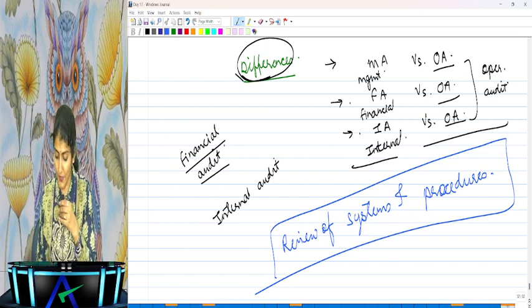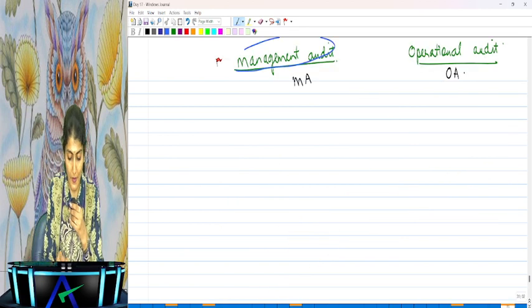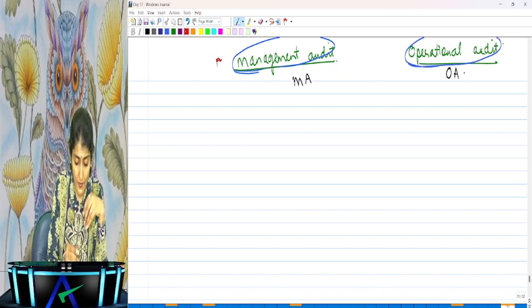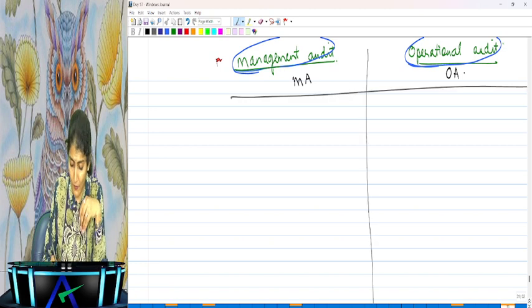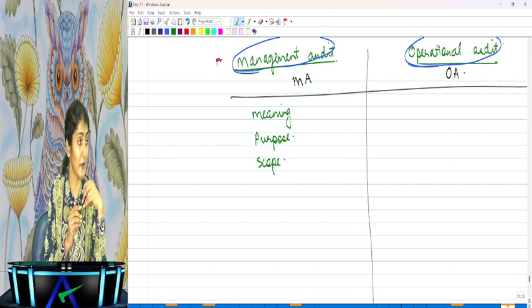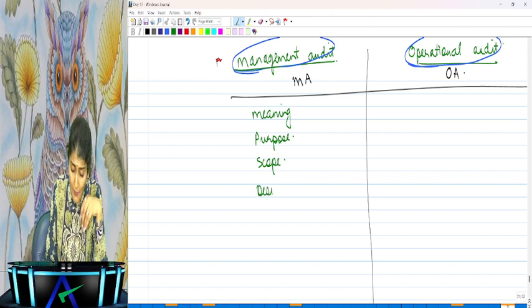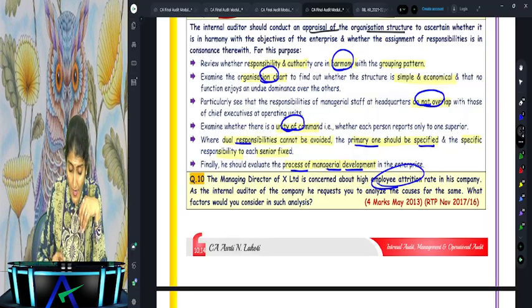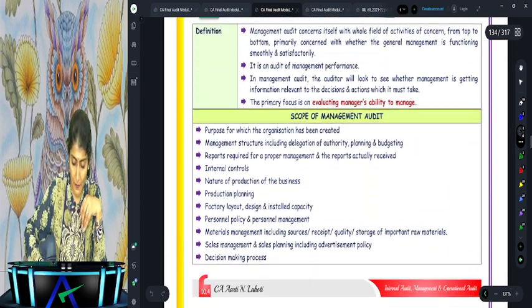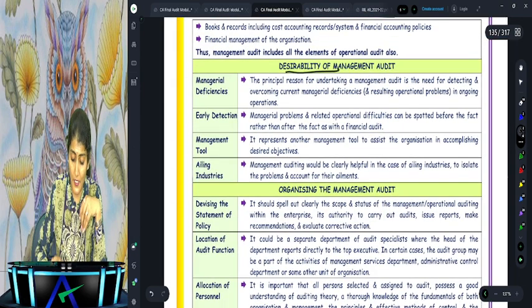So now what we need to discuss is, one, what do you mean by the management audit? What is the meaning of the management audit? Then what is the purpose of getting a management audit done? What is the scope of the management audit? Then desirability: why is there a need for getting a management audit done? So you have questions regarding the purpose and the scope, then the desirability of the management audit.